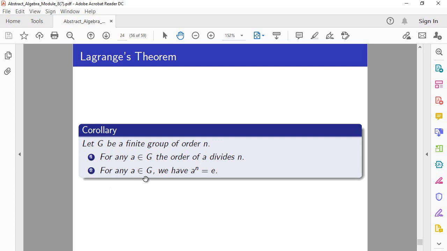And number 2 says for any A in G, A to the power n is equal to the identity. That is, A to the power, what is n? n is the order of the group G, right? So A to the power of the order of the group is equal to the identity. So if you raise an element to the order of the group, you always get the identity. Why is that the case? Well, by 1, n is a multiple of the order of A. So if n is a multiple of the order of A, then obviously A to the n is the identity. We have seen that before.